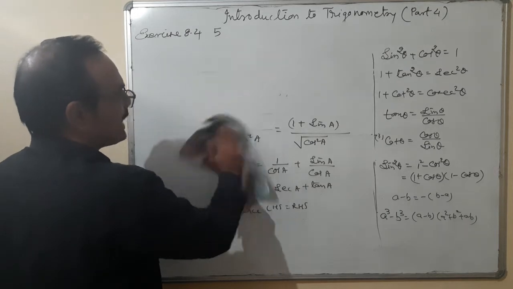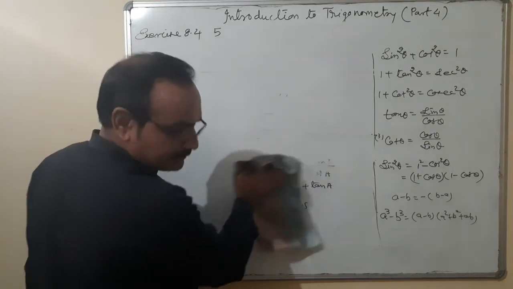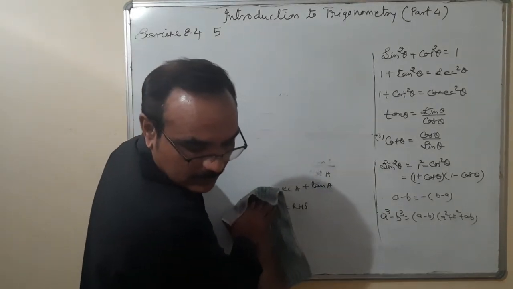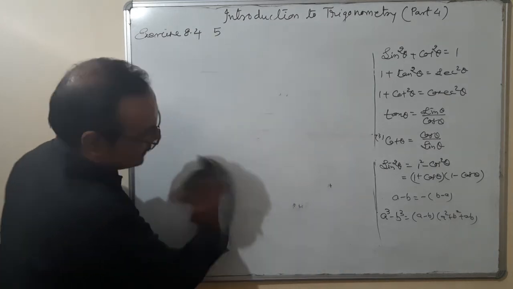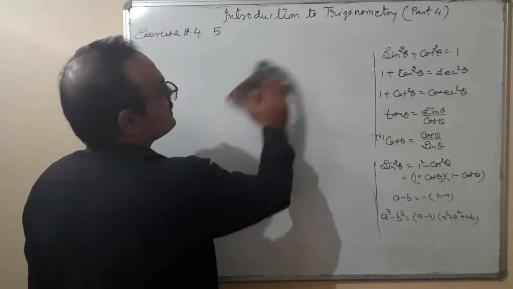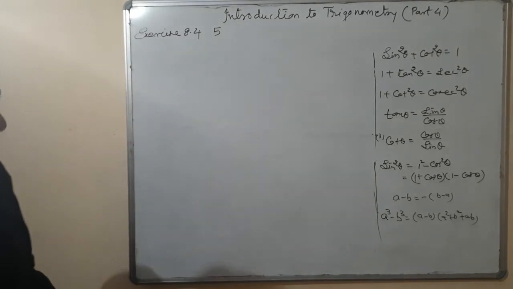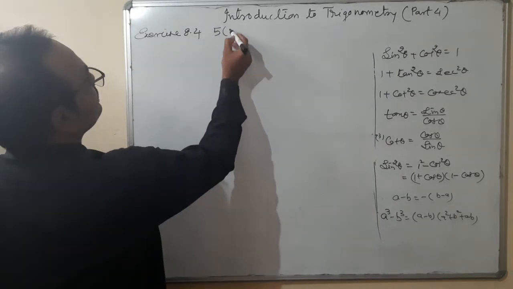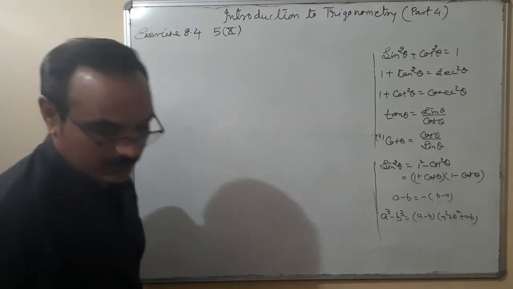Now in the fifth question I am selecting question number 10. Here there are not just LHS and RHS, there are three terms: LHS, RHS, and one is a middle term. Okay. There are three terms in it.